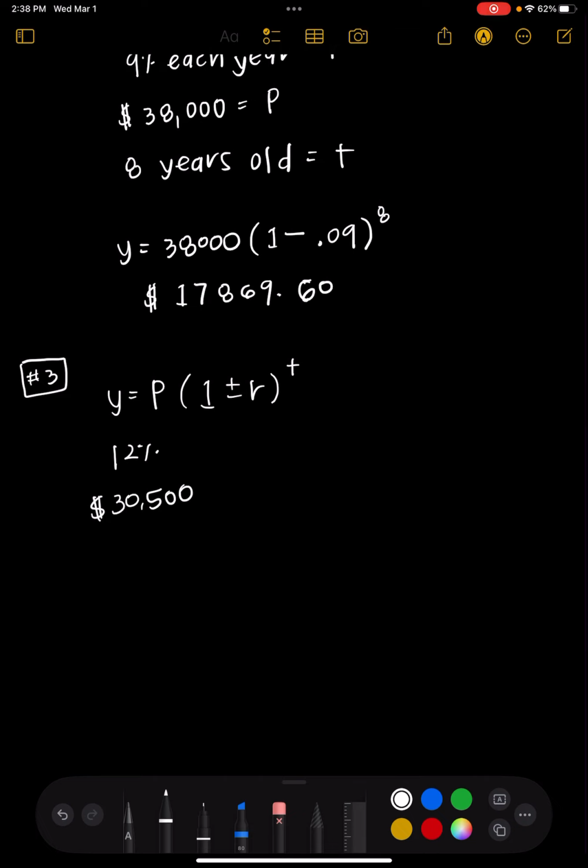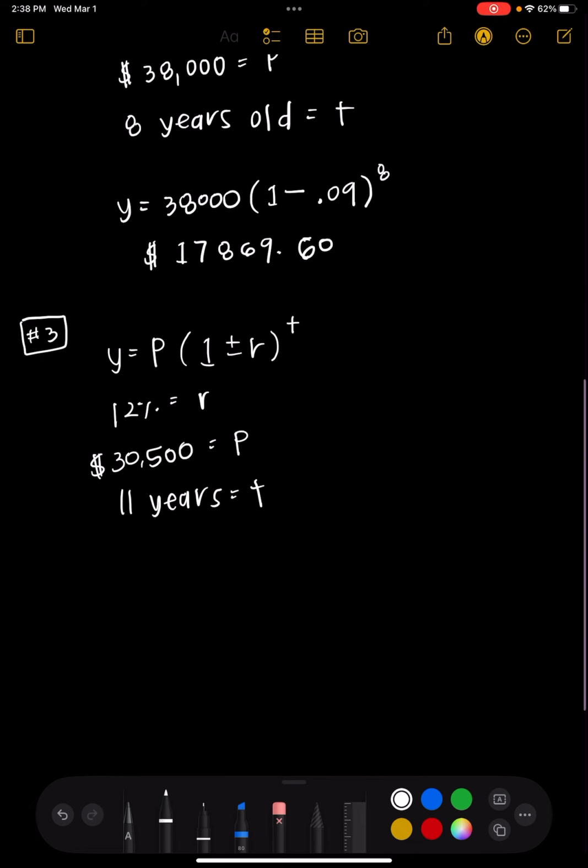So this one doesn't give us the amount of years, but it tells us that we started in 2020 and then we wanted to go to 2031. How many years are between 2020 and 2031? There's 11 years. So that 11 years is our t. The 30,500 is the amount we start with, so that's our P, and then the 12% is our r.